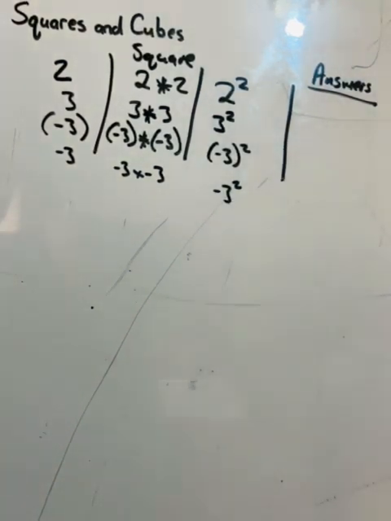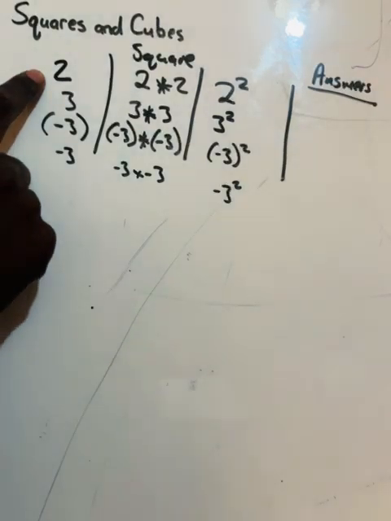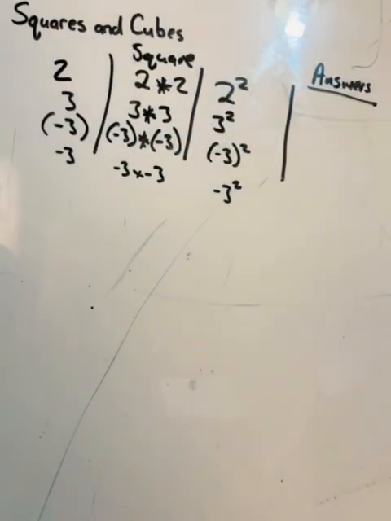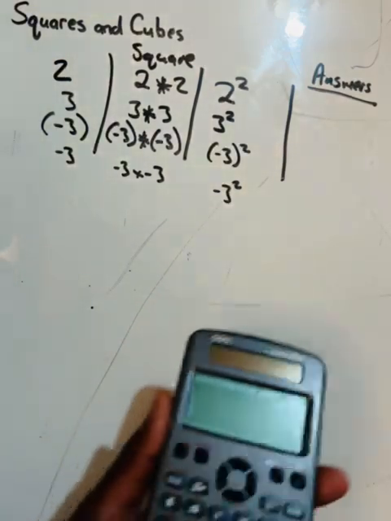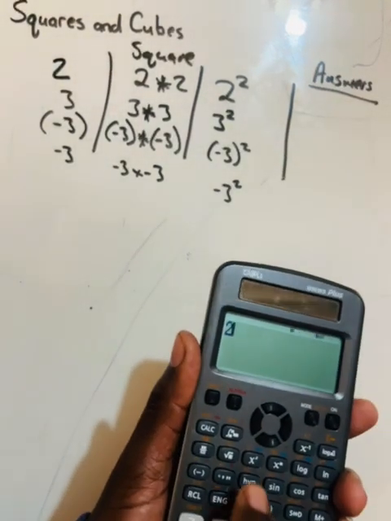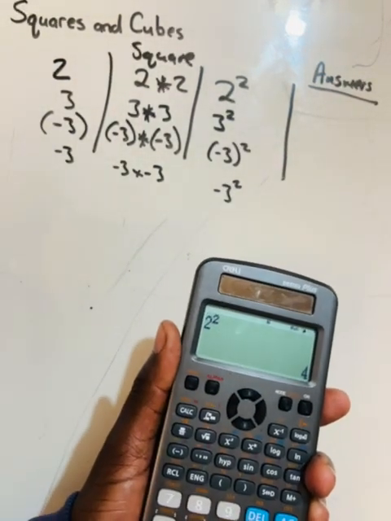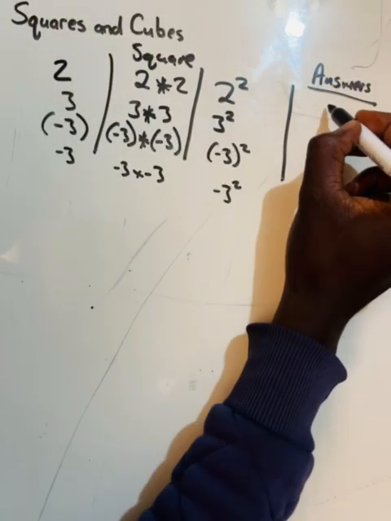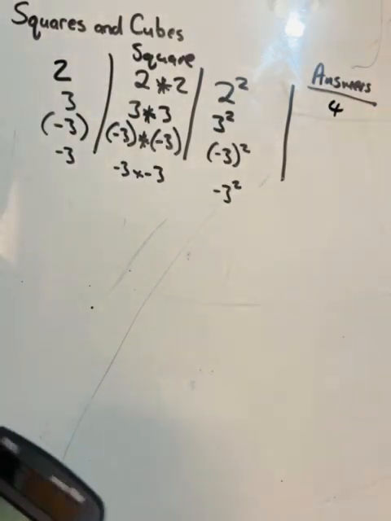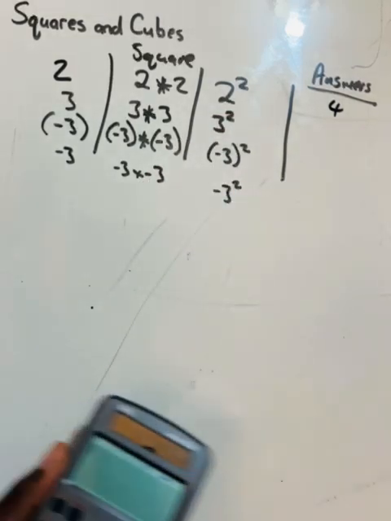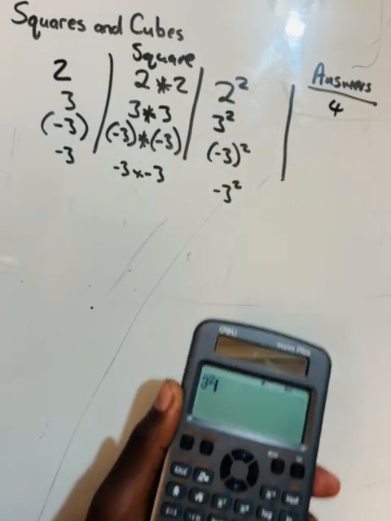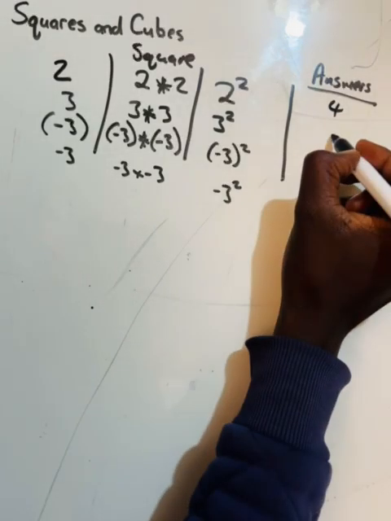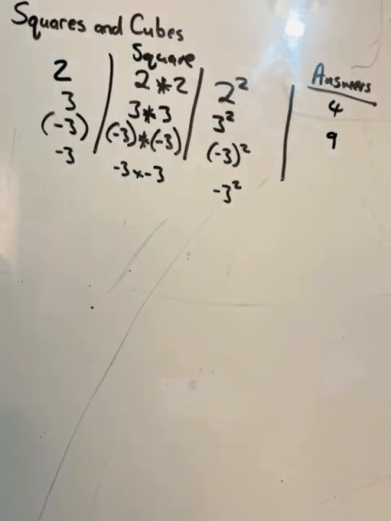So we start with 2. We say 2 by 2. Then we are going to be using the exponents to find our answers. So if I come here and I say 2 to the power 2, what do we get? The answer is 4. So we write that our answer is 4. Then we go to the next one, which is 3 to the power 2. It is equal to 9. So we write 9 as our answer.